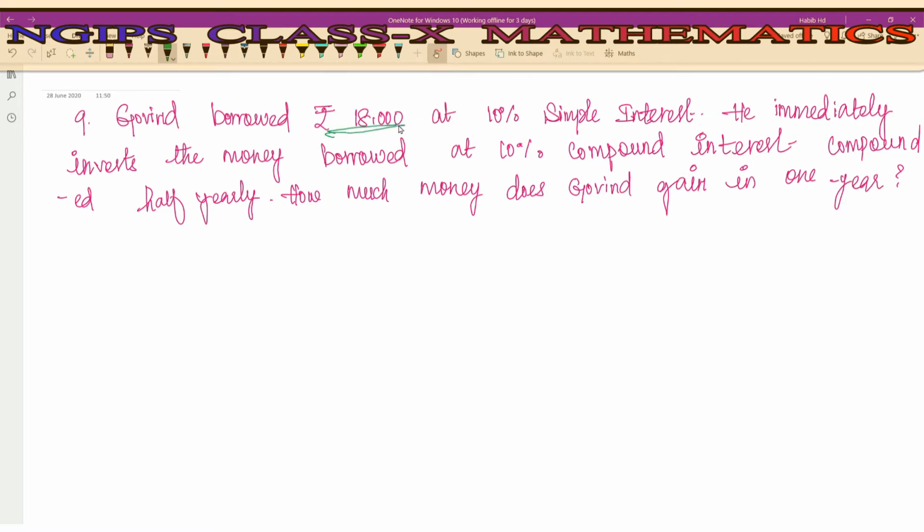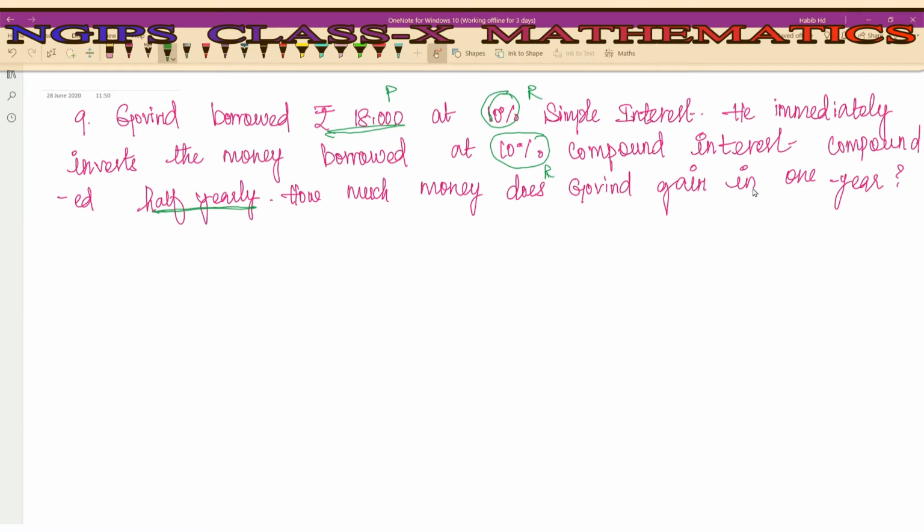Here we have this principal, it is 18,000 at a rate of 10% simple interest. Govind borrowed 18,000 rupees, rate it is 10% for the simple interest. He immediately invested the borrowed money at the rate of 10%, in compound interest. He borrowed at simple interest and immediately invested in compound interest, compounded half yearly. See this, it is very important, because when you are calculating the compound interest values, we need to calculate for half years.